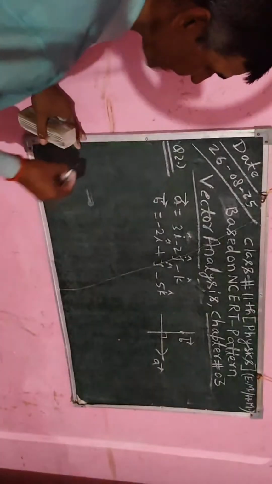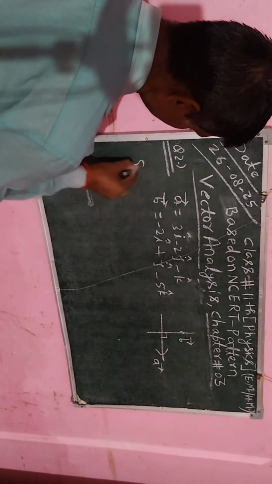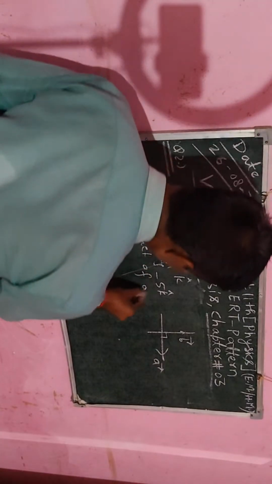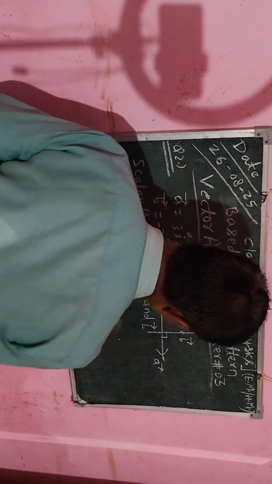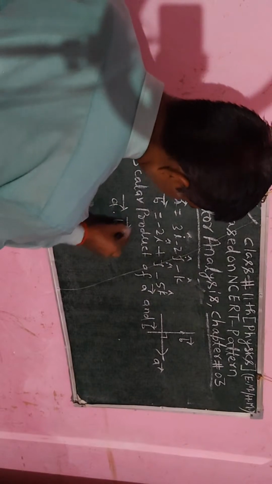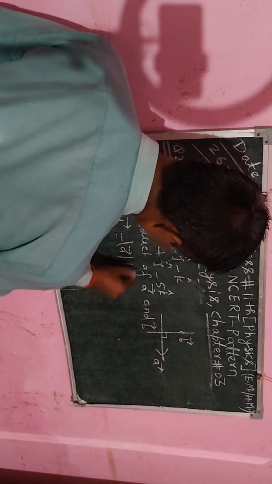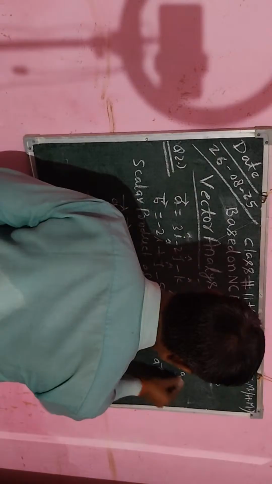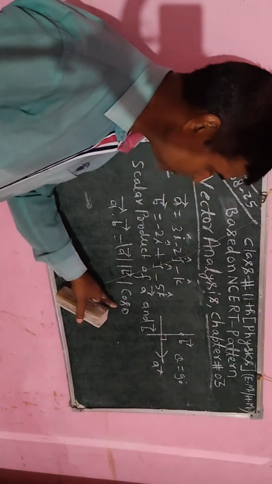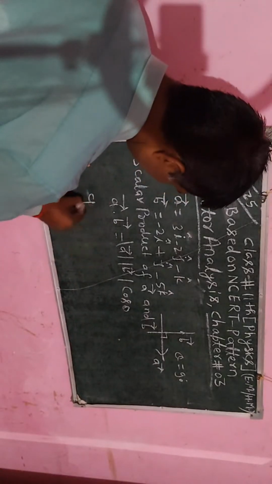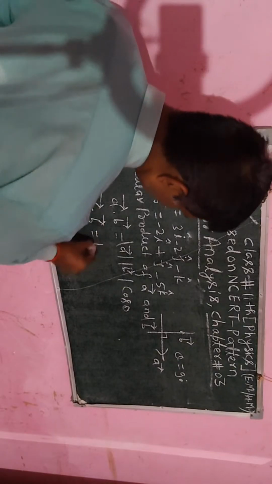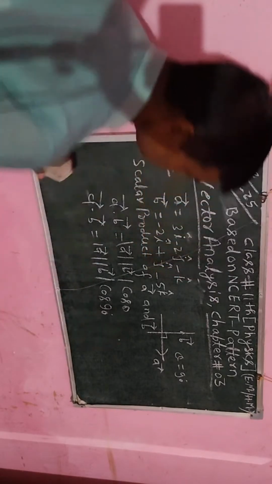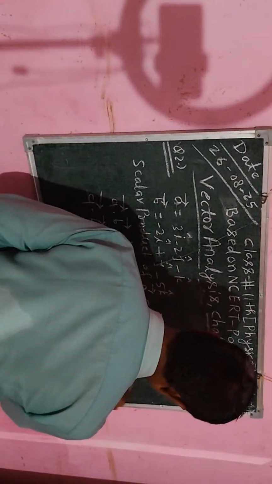So we have to write the scalar product. Scalar product of vector A and vector B, which is equal to vector A dot vector B, which is equal to magnitude of the vector A into magnitude of the vector B into cos theta. Now theta I have calculated as 90 degrees, so I will put the value of theta equal to 90 degrees in this expression. So vector A dot B is equal to magnitude of A into magnitude of B into cos 90 degrees. I know cos 90 degrees has value 0.